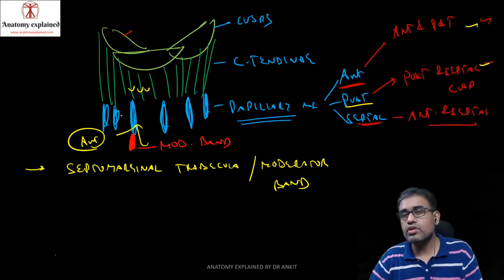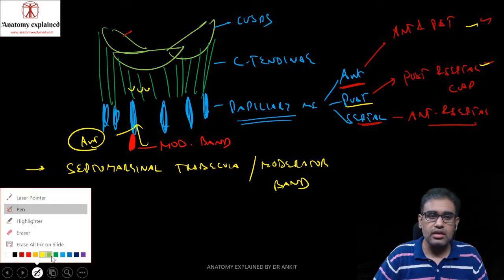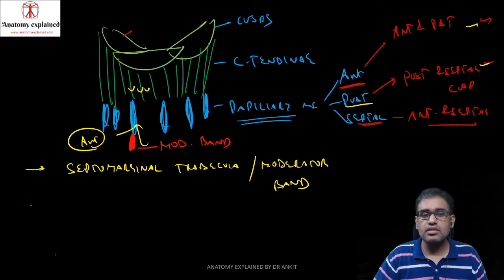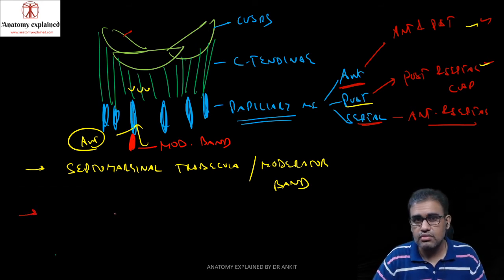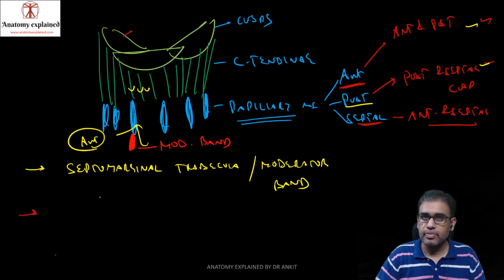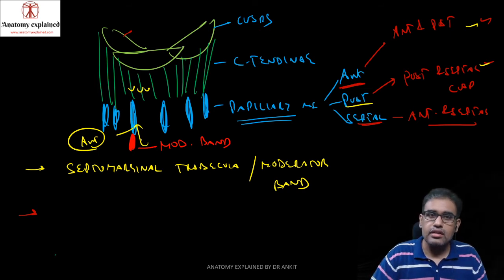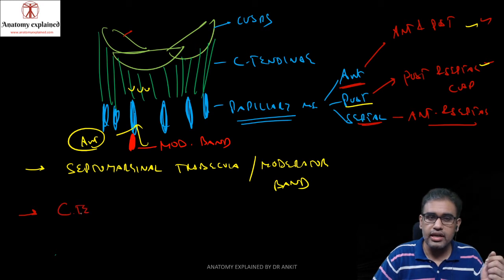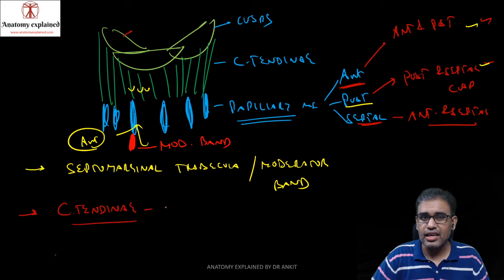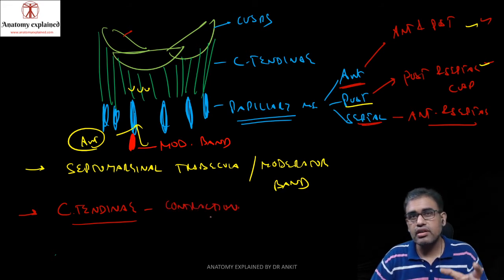So what is the role of this structure, the moderator band? It sends the impulses earlier onto the papillary muscle and the chordae tendineae. Therefore the chordae tendineae are already in a state of partial contraction even before the ventricles go into systole.